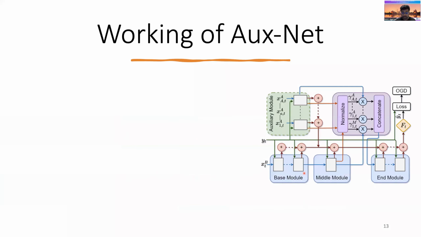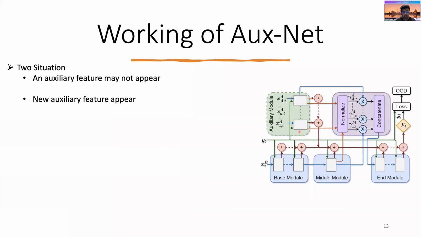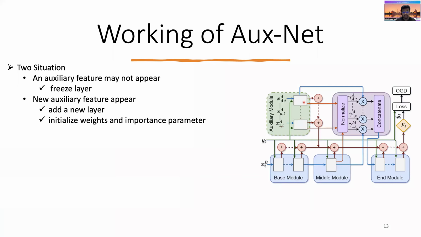Let's see the working of Aux-Net. So there can be two situations. First, an auxiliary feature may not appear. Second, a new auxiliary feature appears. When an auxiliary feature does not appear, for example the first auxiliary feature, then we just freeze this layer. If a new auxiliary feature appears, then we add a new layer and initialize weights and importance parameters for that layer. After, based on the auxiliary features received at time instance t, we normalize the importance parameters.